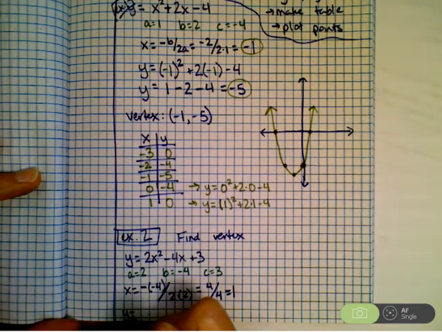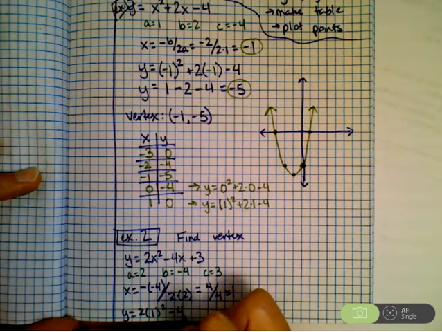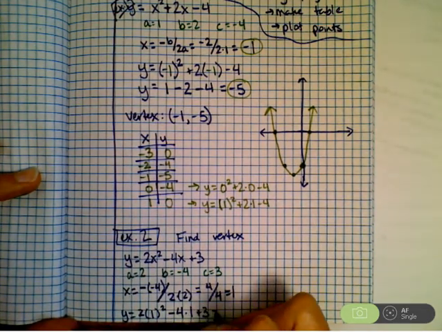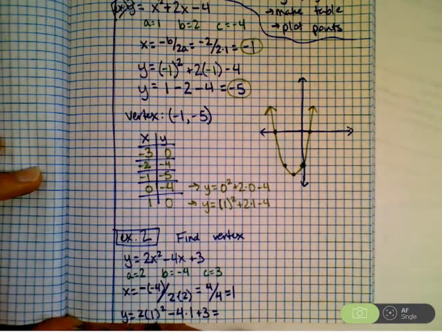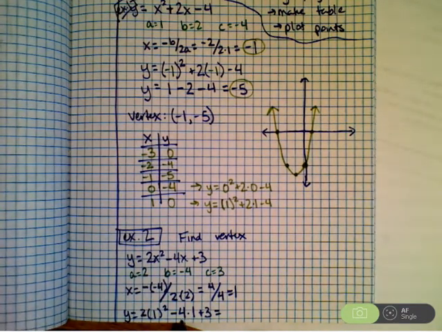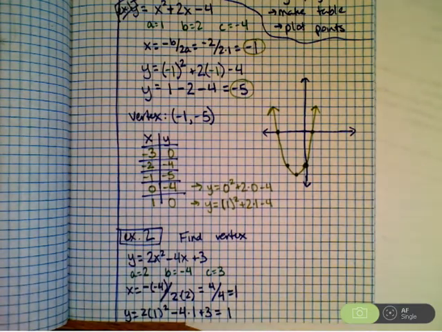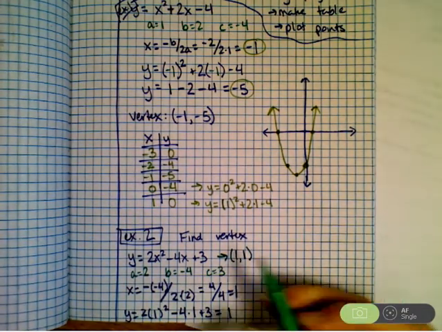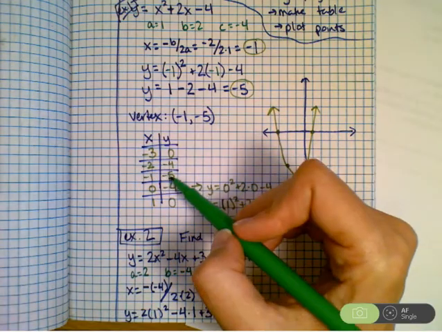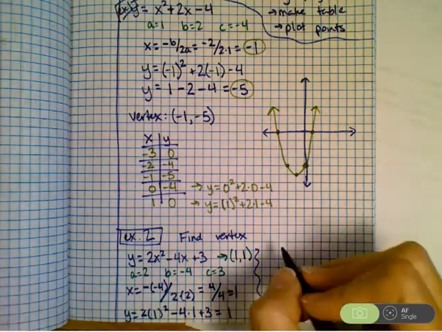The y value then, I'm going to plug in the 1. I'm going to do 2 times 1 squared minus 4 times 1 plus 3. 1 squared is 1. 2 times 1 is 2. 2 minus 4. Well, 4 times 1 is 4. So 2 minus 4 is negative 2 plus 3 is positive 1. So the vertex for this one is 1 and 1. And if I were to show you the whole thing, I'd put 1, 1 here, make the table, but you've seen that enough times. I think it'd be more valuable to do one more example of finding the vertex.